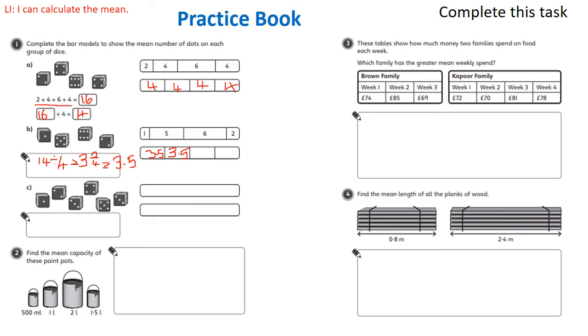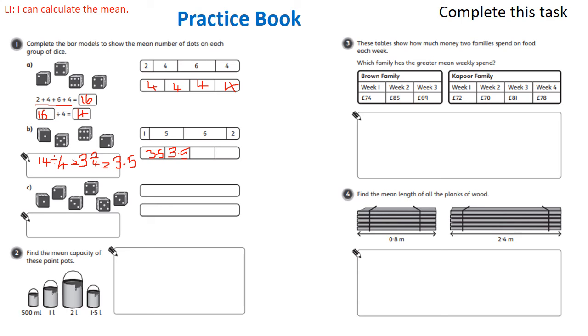So C, again, add them all up together. Then divide. What are we going to do? What's our divisor this time? We've got 1, 2, 3, 4, 5, 6 dice. So our divisor is going to be 6. Remember, the dividend is the total they've added up to. The divisor is 6. So therefore, you can work out the mean.